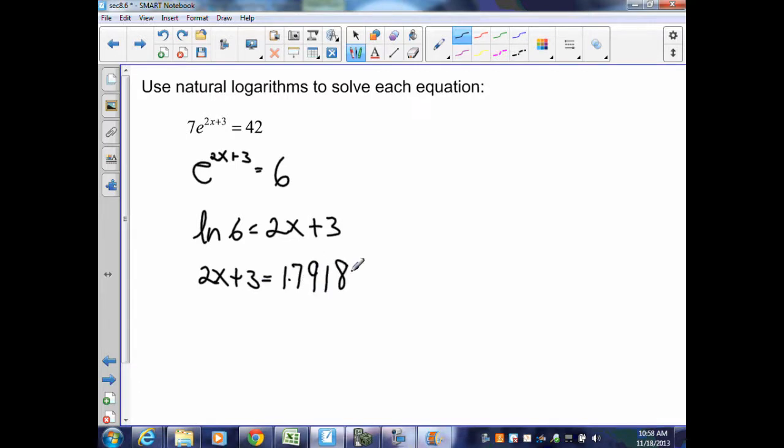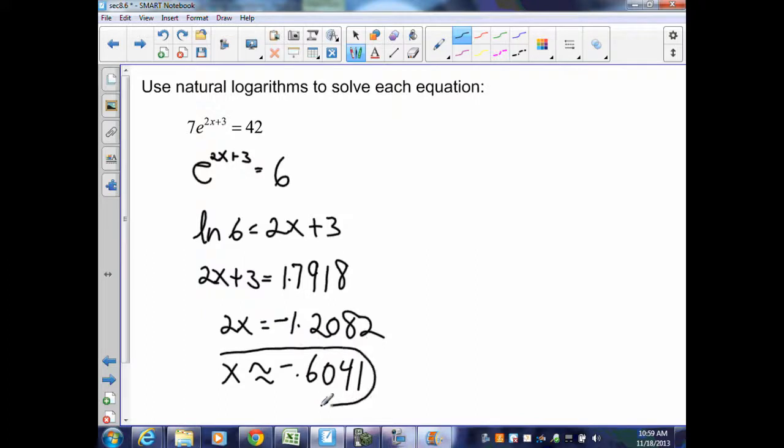1.7918, so 2x plus 3 equals 1.7918. I'm going to subtract 3. That's going to give me 2x equal to a negative 1.2082. Divide by 2. I get x approximately equals a negative 0.6041. And I did plug that back in to verify, so that is my solution.